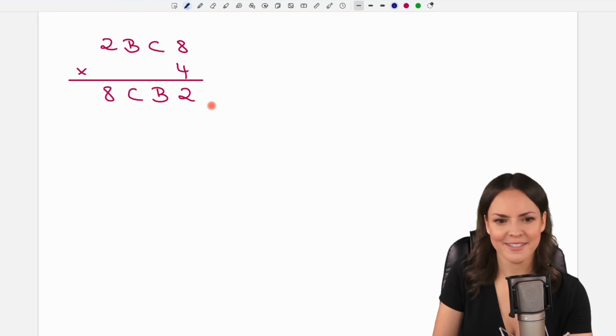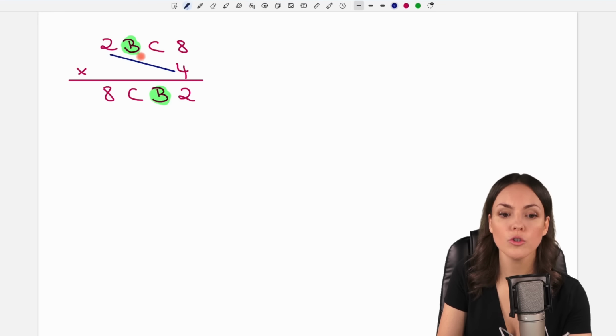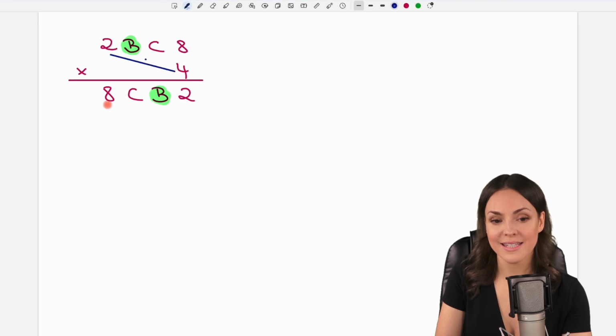Okay, let's go from here and let's try and find something out about our B, maybe. We just found out that we have an 8 here at this spot. So we get this result by multiplying the 4 by the 2, right? So 4 times 2 equals 8. This means that we are not allowed to have any carry from the previous calculations.